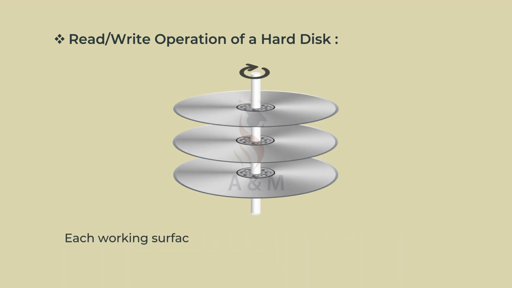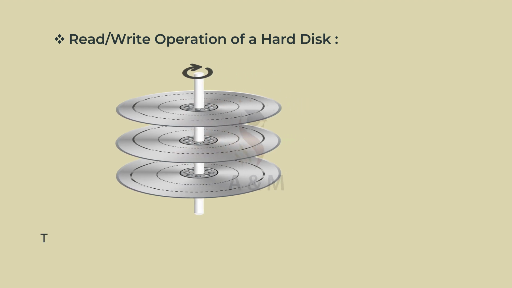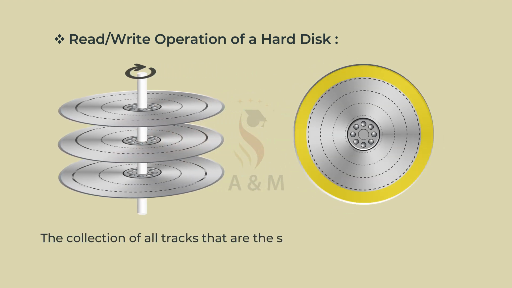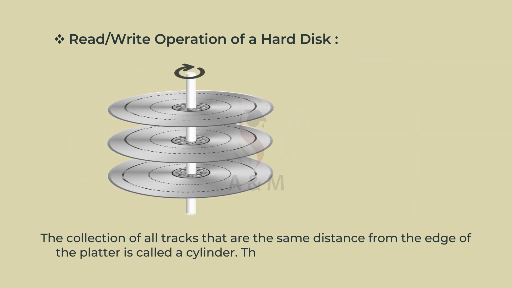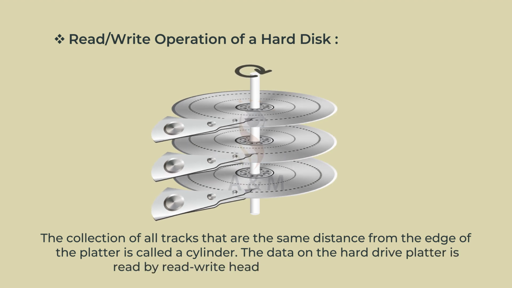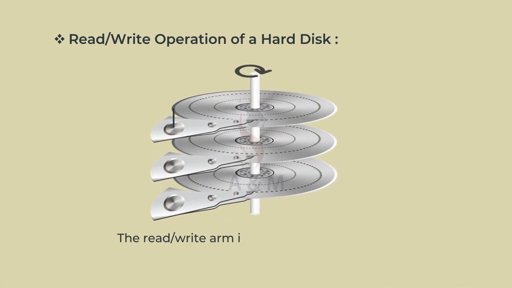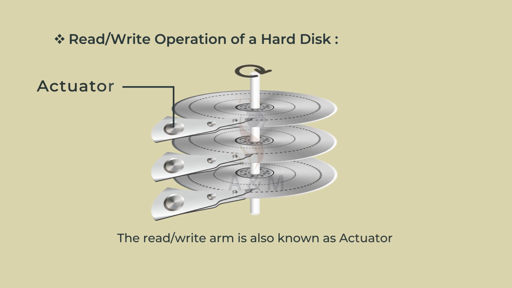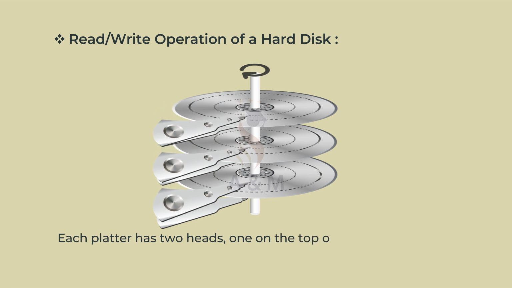Each working surface of the platter is divided into a number of concentric rings which are called tracks. The collection of all tracks that are the same distance from the edge of the platter is called a cylinder. The data on the hard drive platter is read by read-write heads of the read-write arms. The read-write arm is also known as actuator. Each platter has two heads, one on the top of the platter and one on the bottom.